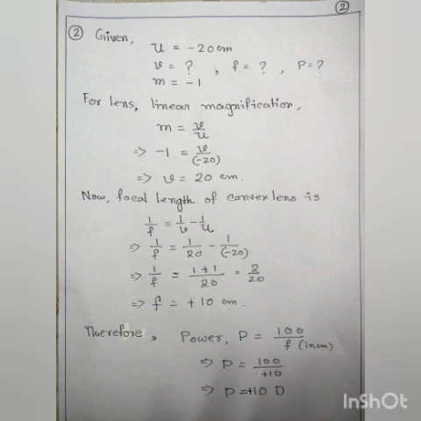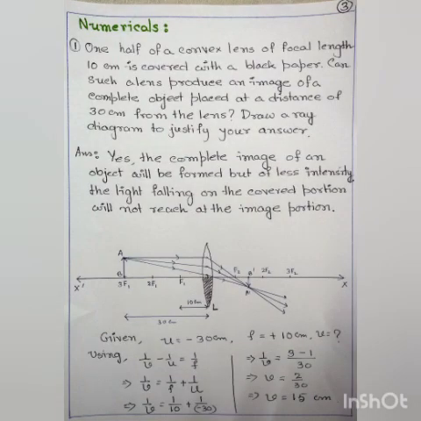Clear? So as we have already derived the focal length, now we can easily derive the power of the lens. P is equal to 100 by F, as F is in centimeter. So P is 100 by 10, that is 10 diopter. Clear? Next we will discuss some questions and answers related to lens.